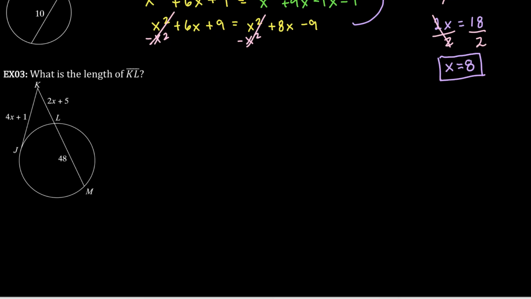Okay. Well, what's the length of KL? So we're going to need to know what x is, and then we can do this, right? Probably going to need some more room. Let's do green. So 4x plus 1 to the second power equals 2x plus 5 times 2x plus 5 plus that 48.